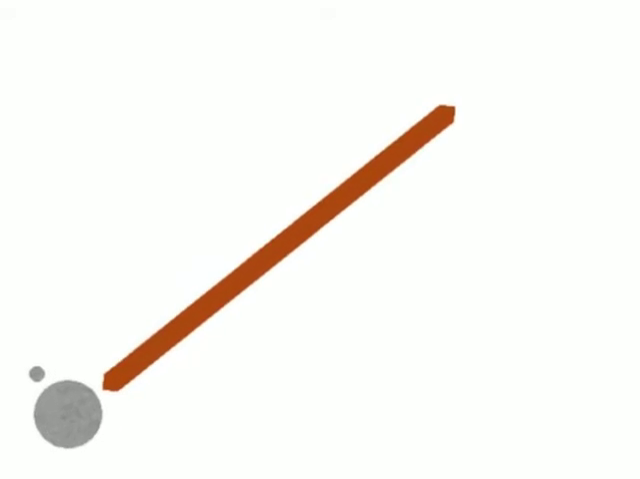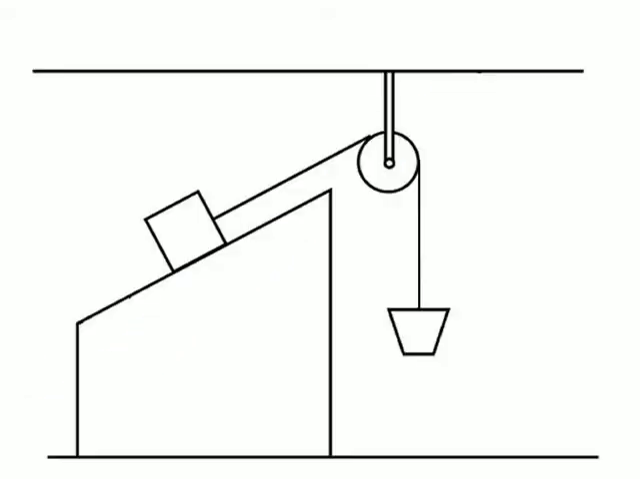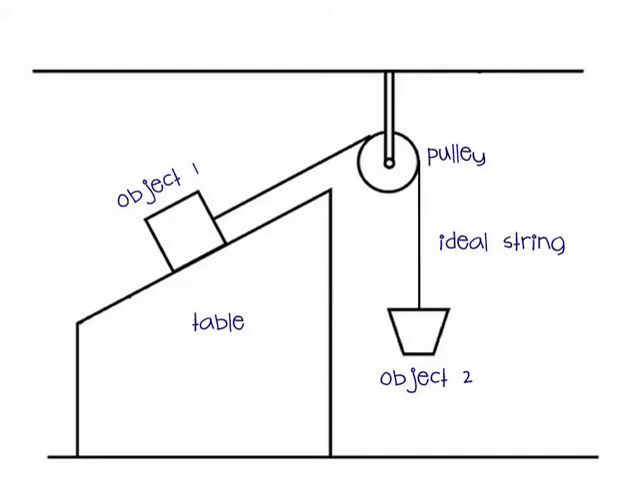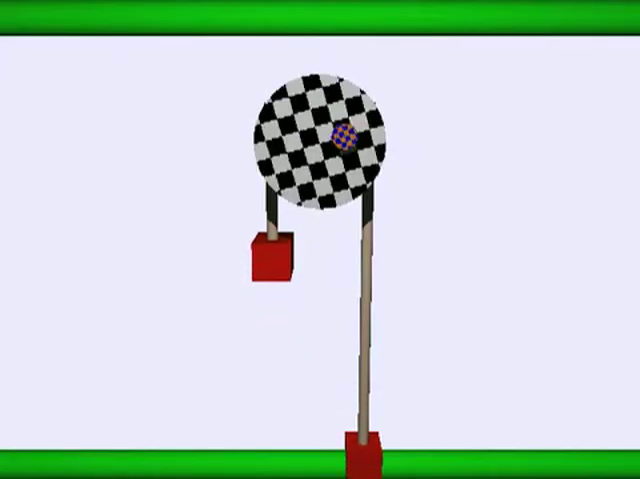What are transmitted forces? Forces that are transmitted from one point to another. For example, two objects connected by an ideal string. Object 1 rests on a frictionless table. Object 2 is supported by the string. The ideal string is moving over a pulley, changing the force's direction.